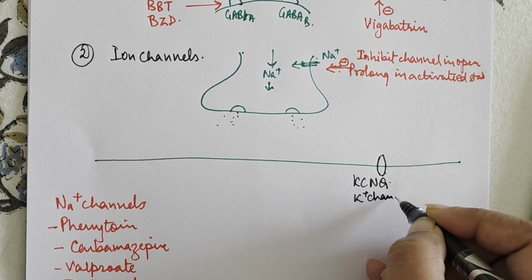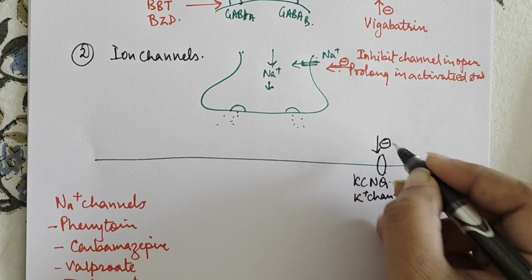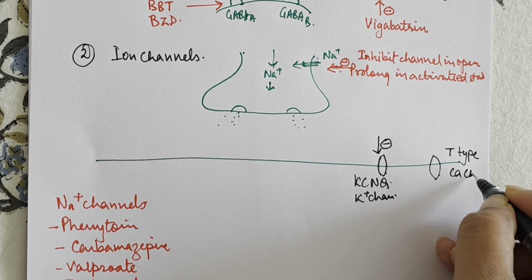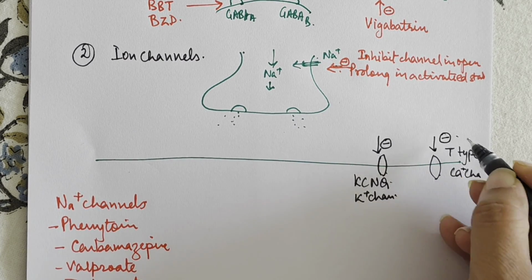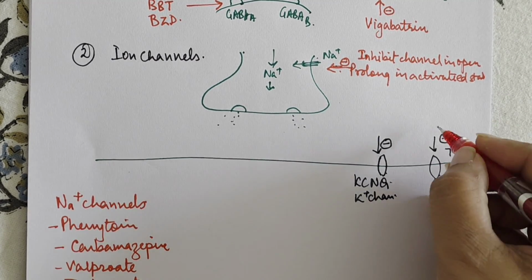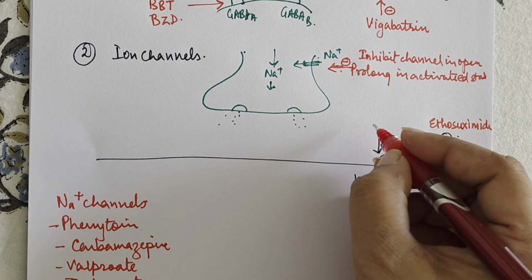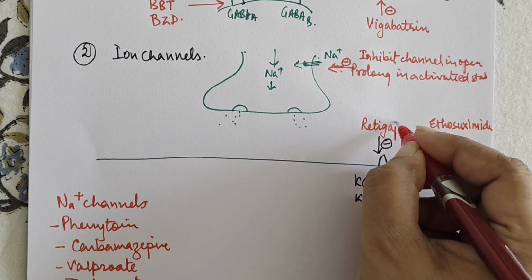Potassium channel, right? So there are drugs which inhibit these potassium channels. Then there are some calcium channels, the T-type calcium channels, and some drugs which inhibit this calcium channel. So what are those drugs? Let's see. The drug which inhibits the calcium channel is ethosuximide. The drug which inhibits the potassium channel is retigabine.